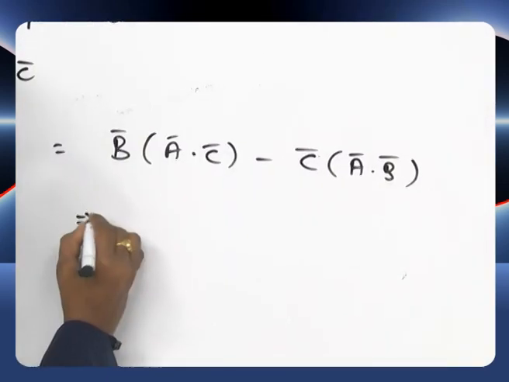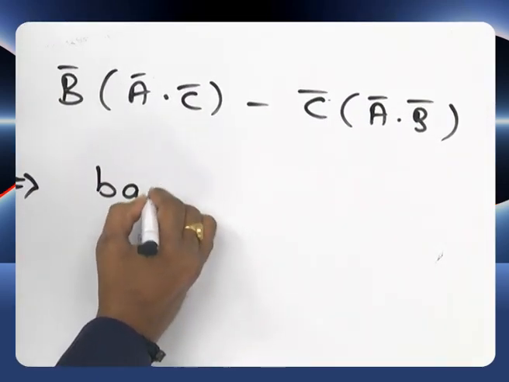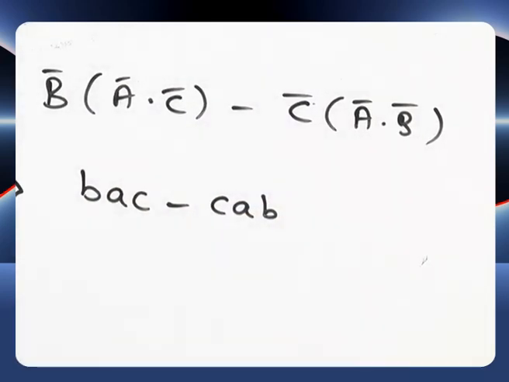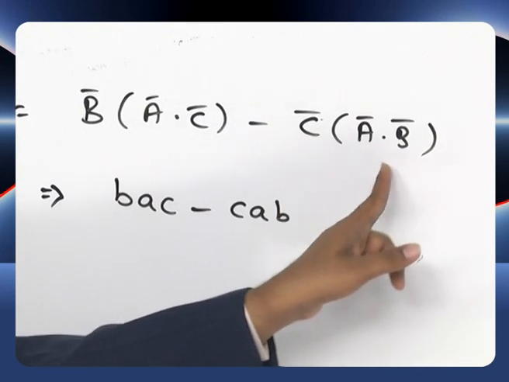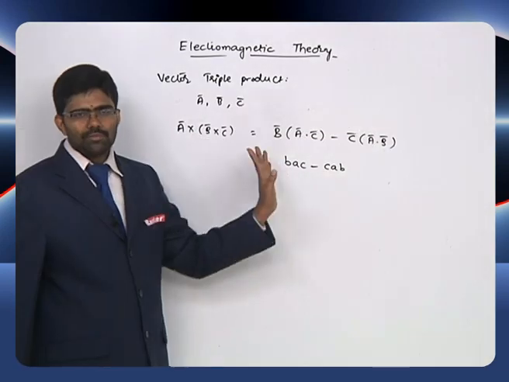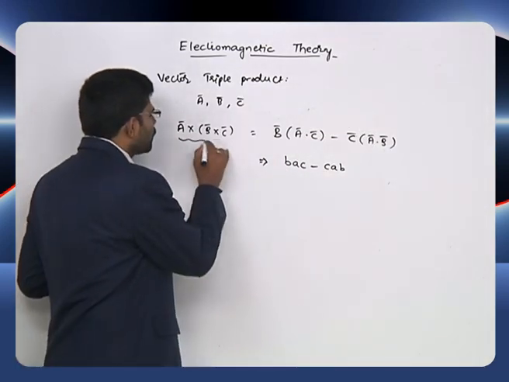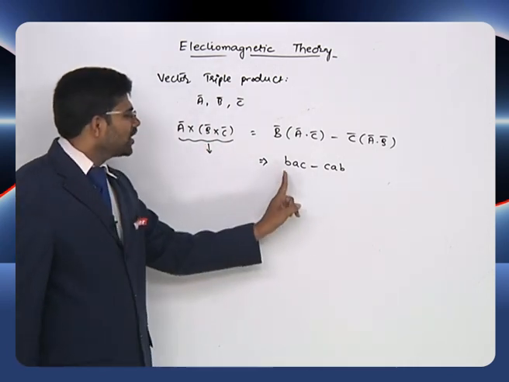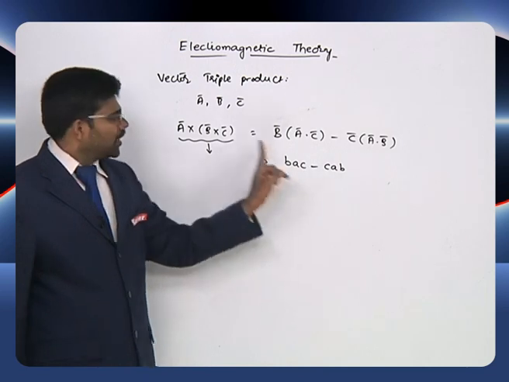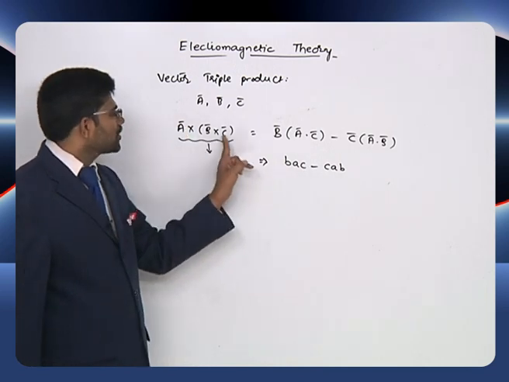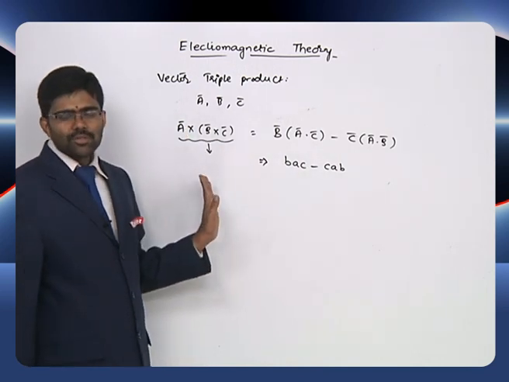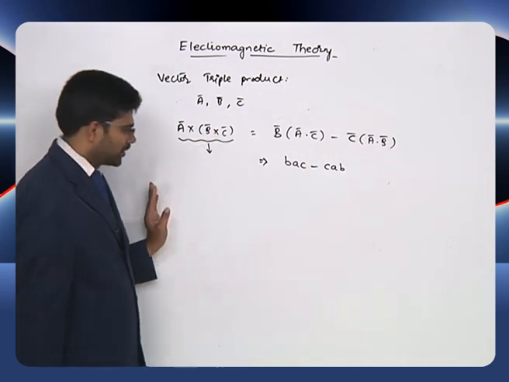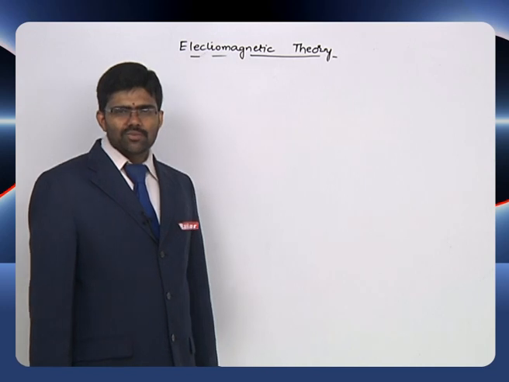Now this can be easily remembered with a simple formula: BAC minus CAB, the BAC-CAB rule. Whenever there is a triple product of vectors with all cross combinations, immediately recollect this BAC-CAB rule, that the vector A bar cross B bar cross C bar can be related with this one. So these two are the vector triple product and the scalar triple product. With this, the vector multiplication was over.